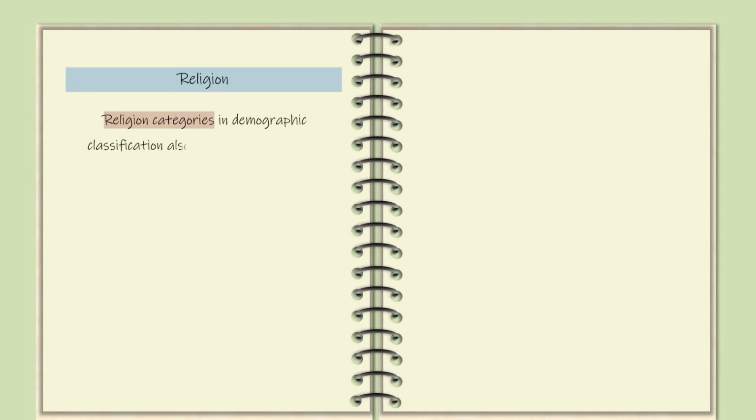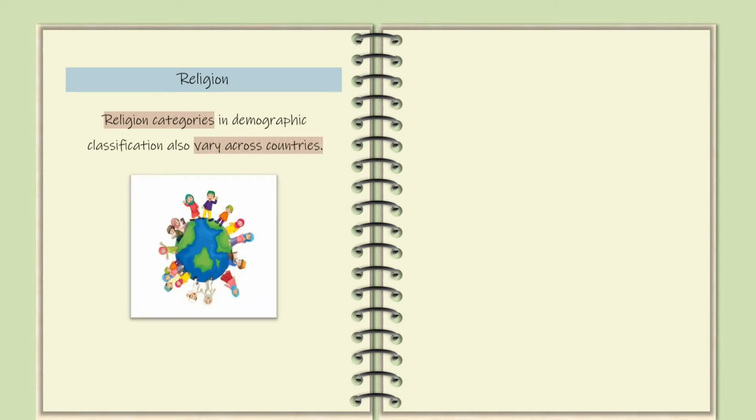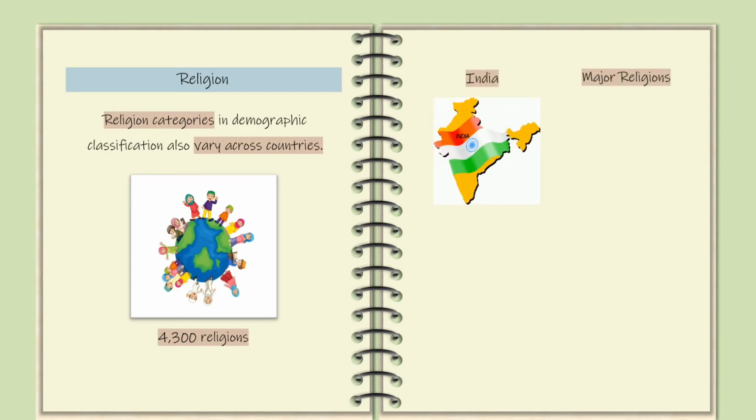Let's now proceed to religion. Religion categories in demographic classification also vary across countries. According to Adherents, an independent, non-religiously affiliated organization that monitors the number and size of the world's religions, there are about 4,300 religions in the world. In India, major religions are Muslim, Hindu, and Christian. Let's talk about the target markets for each religion.